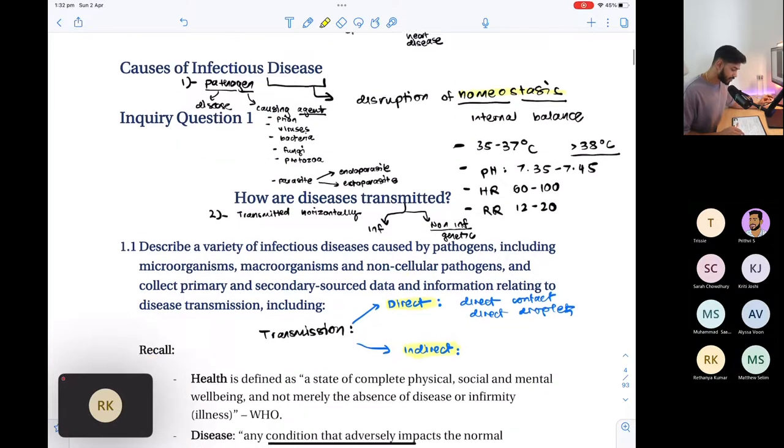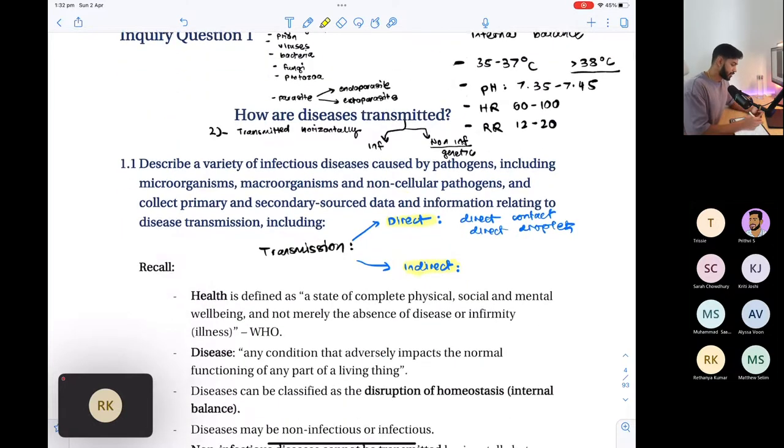Okay, one thing to note, this first dot point, is we'll need to investigate the different pathogens that cause disease. So you'll need to really understand what makes these bugs different. The usual exam question you're going to get is they'll describe a pathogen to you, or they'll show you a microscope image of a pathogen, and you will need to identify it.